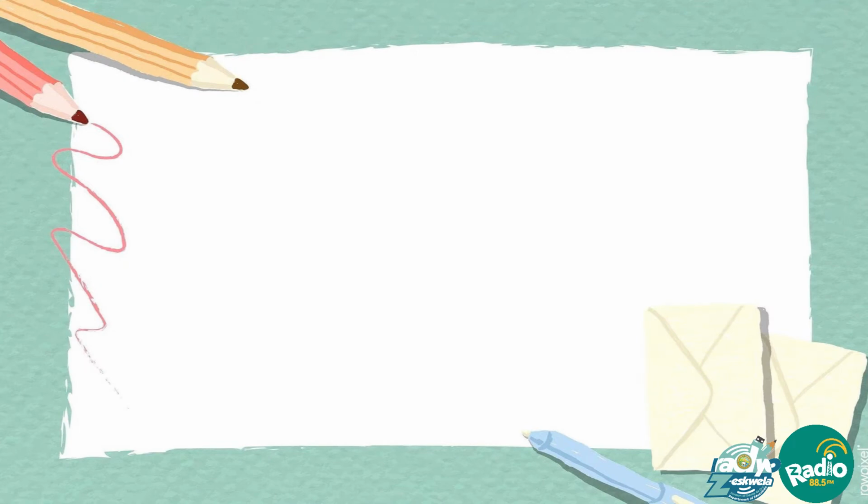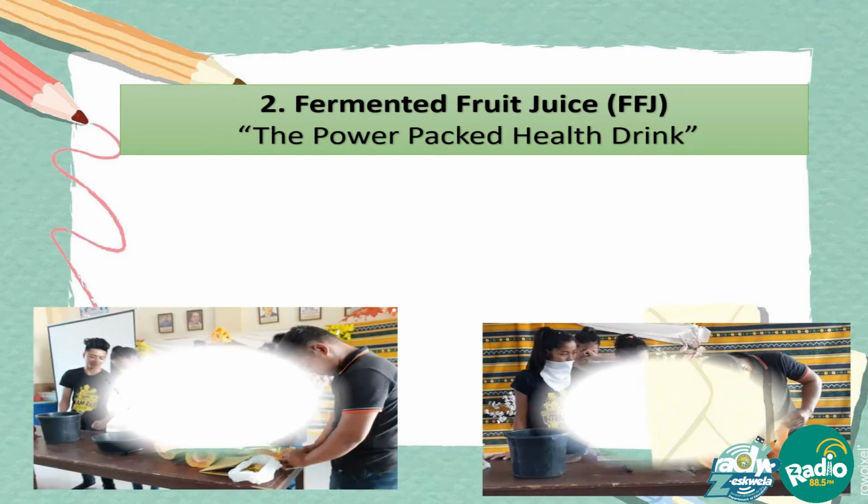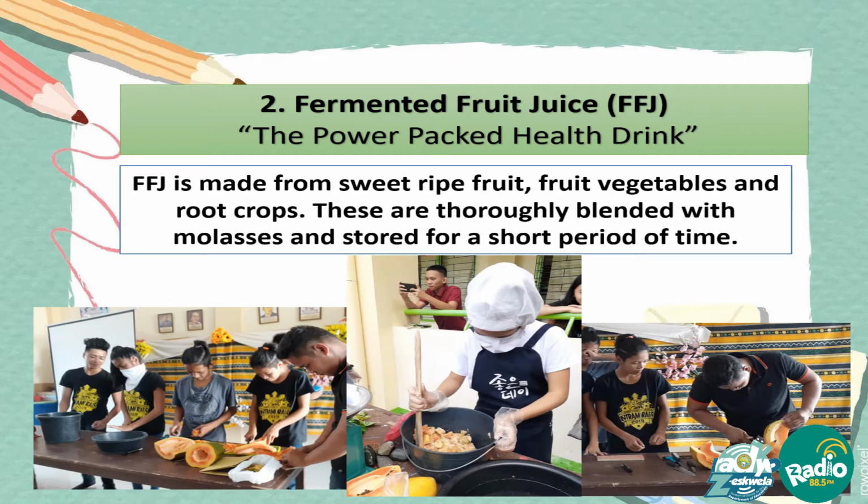The second concoction is the fermented fruit juice, or the FFJ. This is known as the Power Pack Health Drink. This concoction, or FFJ, is made from sweet, ripe fruit, fruit vegetables, and root crops. These are thoroughly blended with molasses and stored for a short period of time.